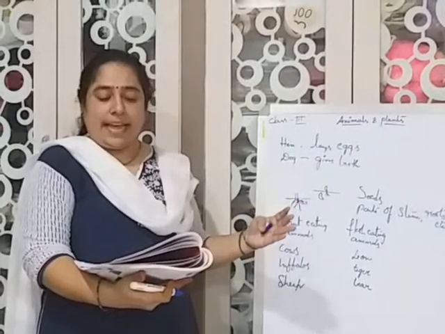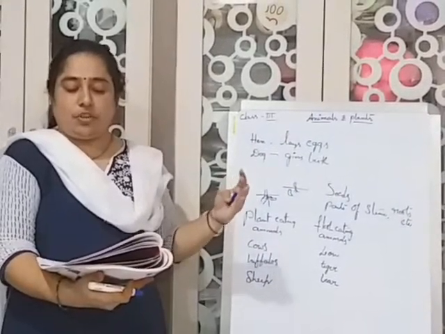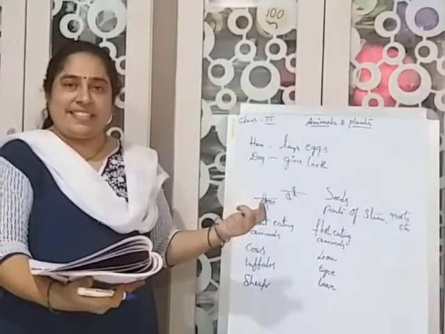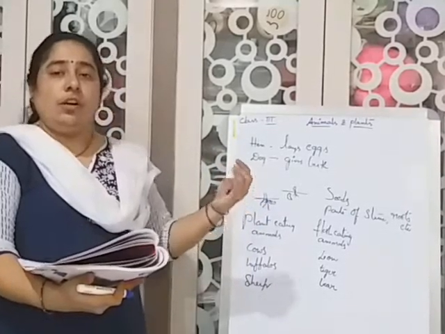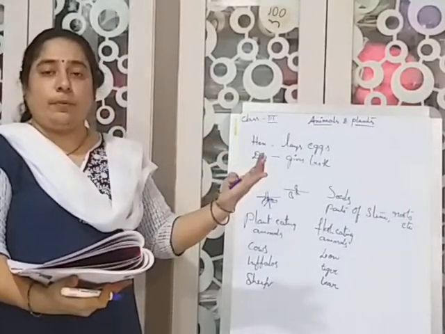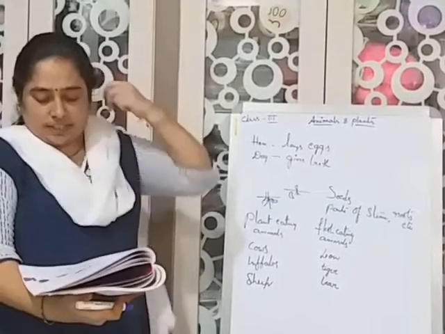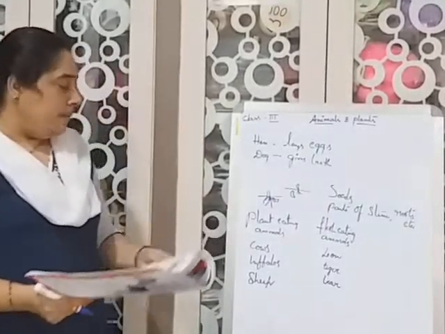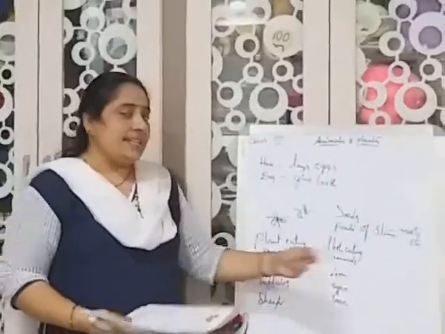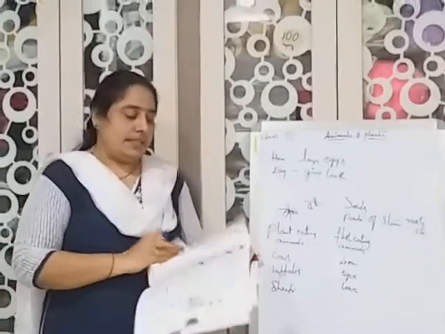So we should protect animals like the tiger. We should also grow more trees to protect tigers. Okay children, these all are the plant-eating animals, whereas flesh-eating animals.